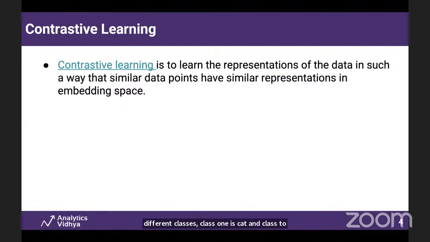Now, if you apply contrastive learning on top of the data we have and come up with certain representations, and you compare these representations of data points under class cat, you will see a certain similarity between them. But when you compare the representations of a cat with the representations of a dog, you will see a huge difference between them.